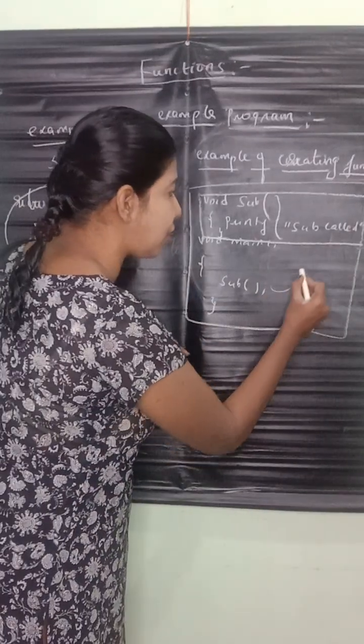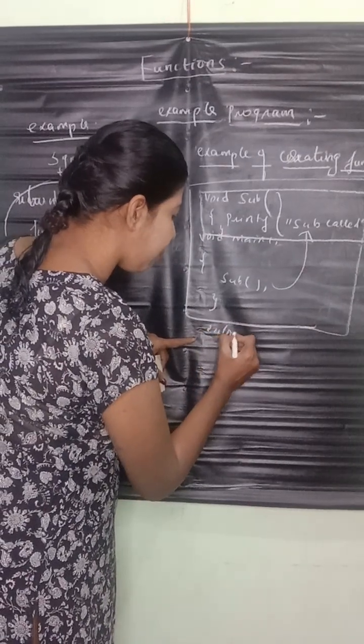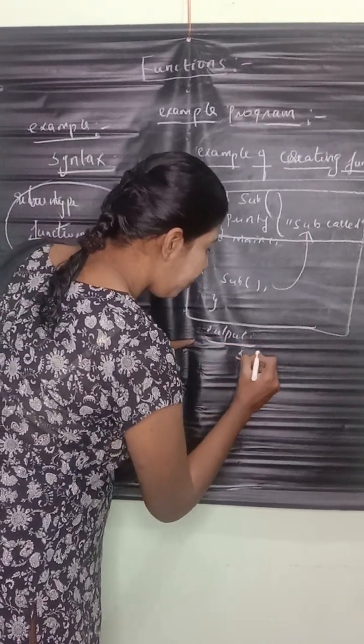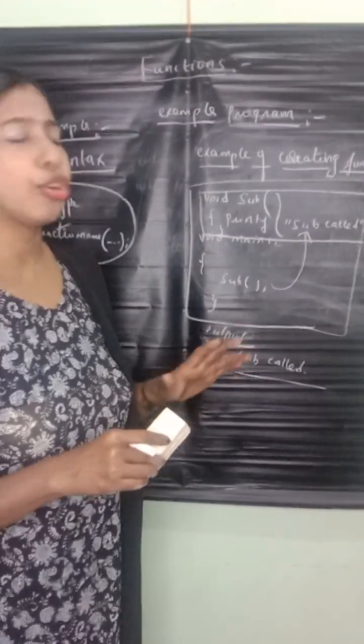What happens? This function can be called here. What is the output of this? Sub called. Sub called. This is your output of this. Make a note of it.